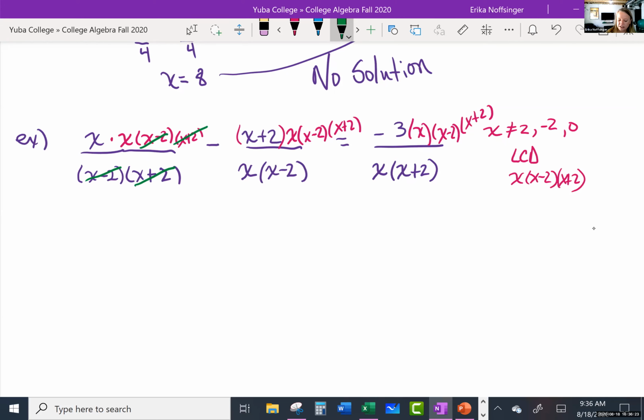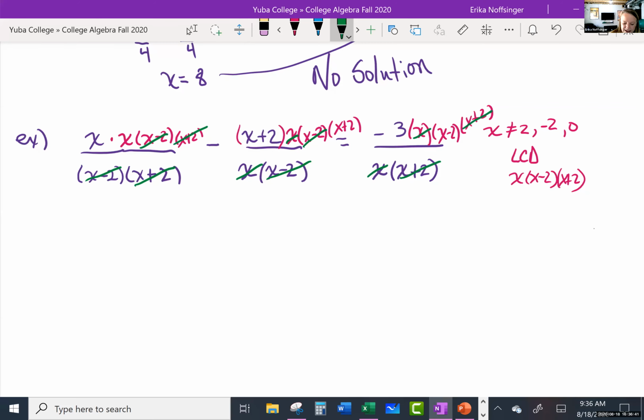So going to the next grouping, reducing that fraction, we have an x in common in the numerator denominator. We also have an x minus 2 in common in the numerator denominator. The last part of the equal sign, we have an x in common. We have an x plus 2 in common.